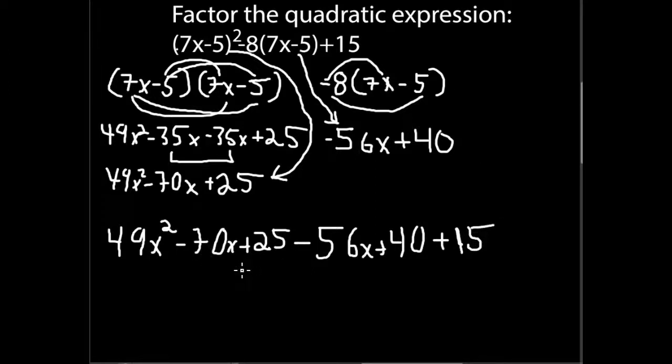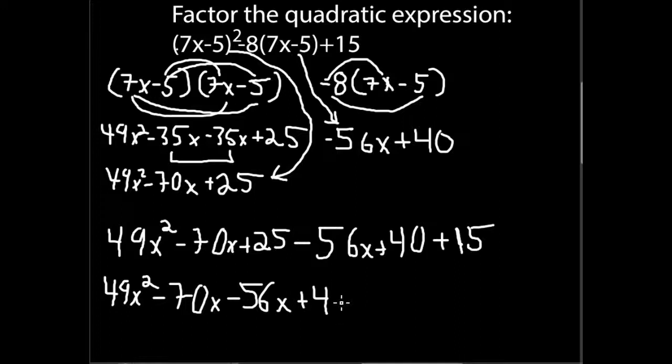Now I can reorder this expression so I can identify the like terms easier. It's easier to overview. So I'll write 49x² minus 70x minus 56x plus 40 plus 25 plus 15.